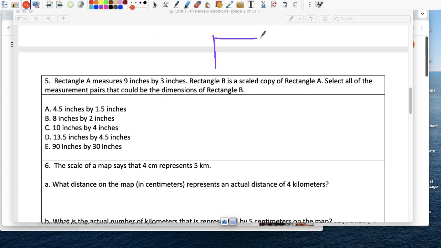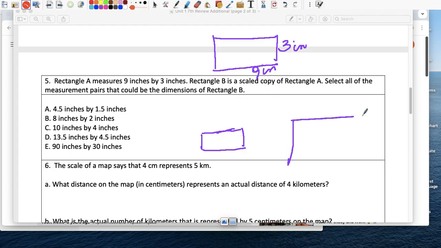So we have a rectangle, and it measures 9 over here, and it measures 3 inches, by the way. Rectangle B is a scaled copy, so we made a scaled copy. If it's a scaled copy, we know it's going to be the same as the rectangle as well. And whatever scale factor we use to reduce or make a larger scaled copy was the same. Select all the measurement pairs that could be the dimensions of the rectangle. So I don't know, somebody made a scaled copy, and I don't know if they made it big or small.